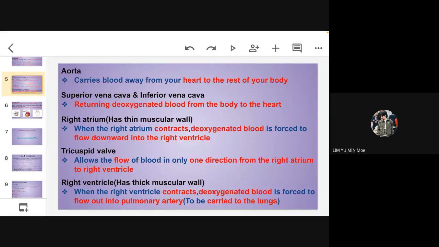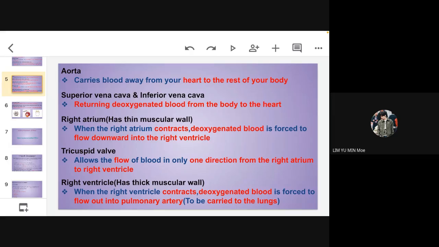And the next is the right atrium. It has a thin muscular wall, and when it contracts, the deoxygenated blood is forced to flow downwards into the right ventricle. Furthermore is the tricuspid valve. It allows the flow of blood in only one direction from the right atrium to the right ventricle. Next is the right ventricle.